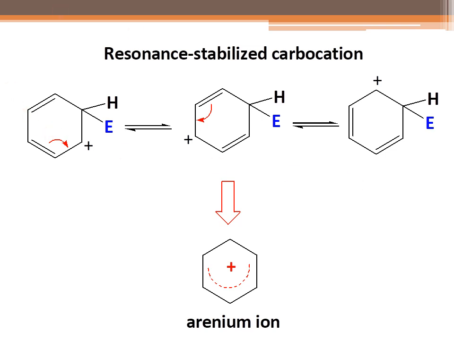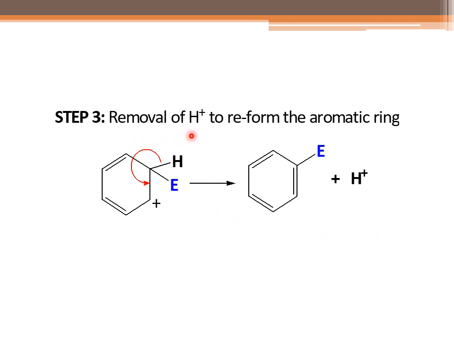Let's look at what happened in step 3, removal of proton, to reform the aromatic ring. What happened here is the bond between this carbon and hydrogen is going to be used to form back the double bond, making the positive charge at this carbon disappear. So only the electrophile is now attached to the benzene ring, and we got the product.